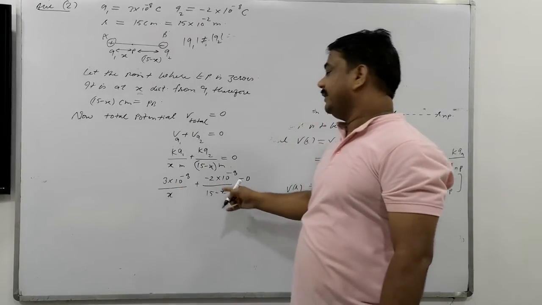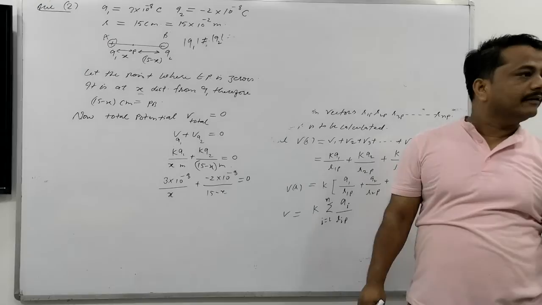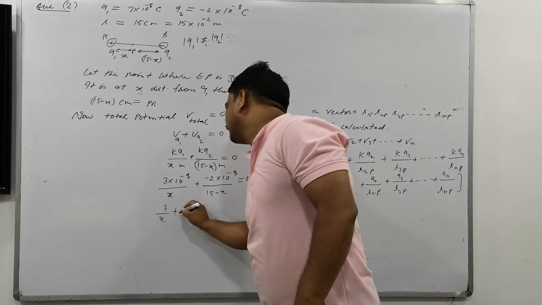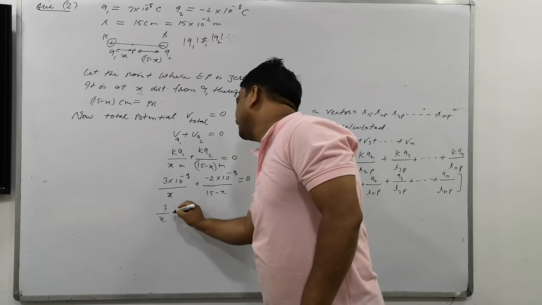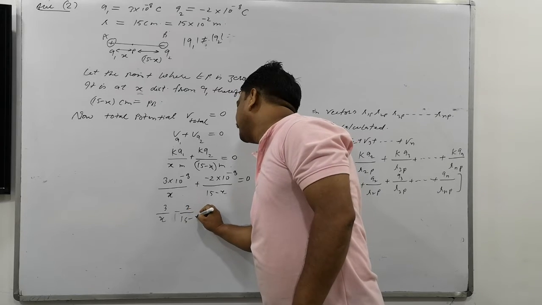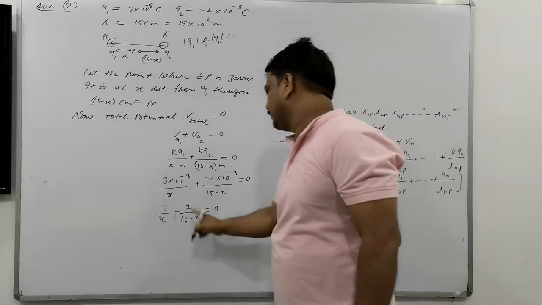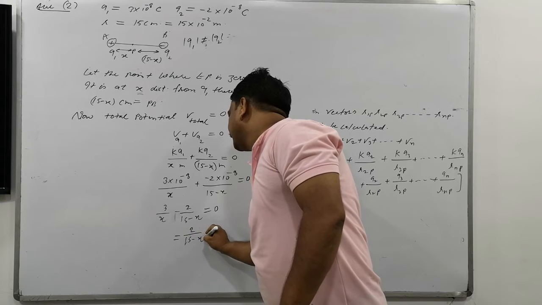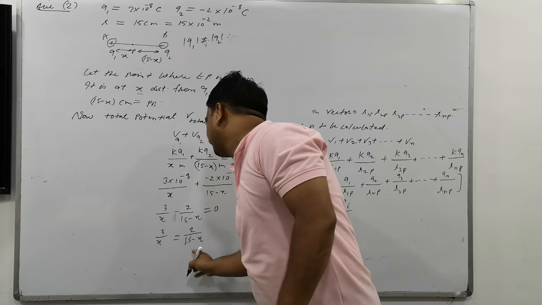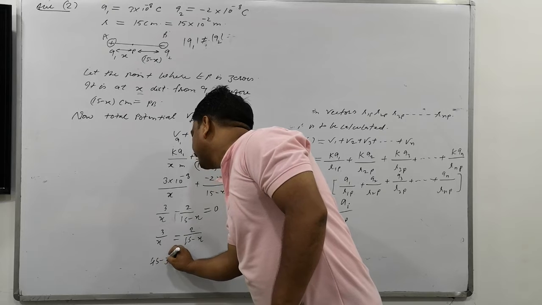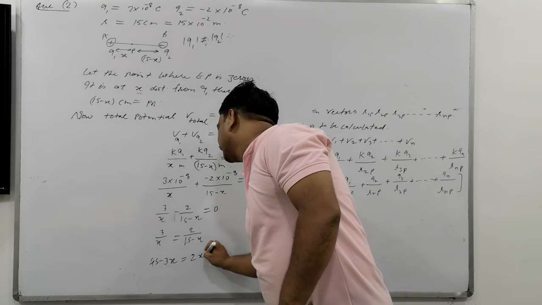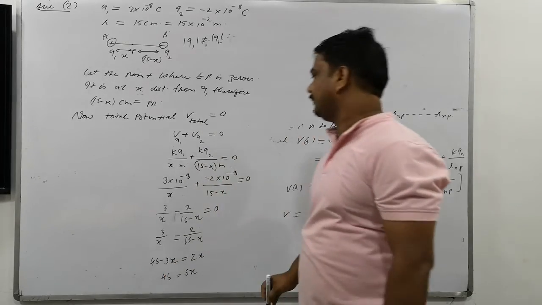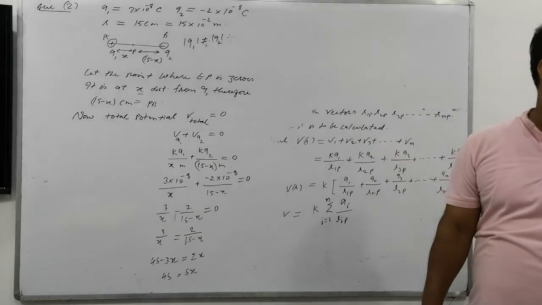10 raised to power minus 8, the quantities having the same magnitude and value in the terms can be cancelled. It shall be 3 by x plus minus 2 by 15 minus x is equal to 0. This whole term can be transferred to the right side: 2 by 15 minus x and 3 by x. What will it be? It's 45 minus 3x and it's 2x. It shall be 5x and it's 45. Tell please, what will x come? The x will come 9 centimeter.